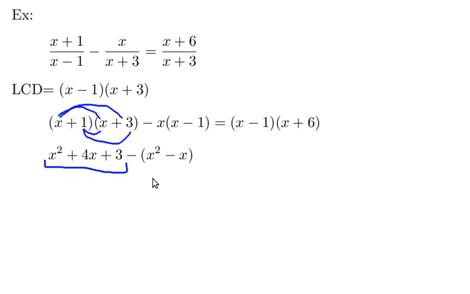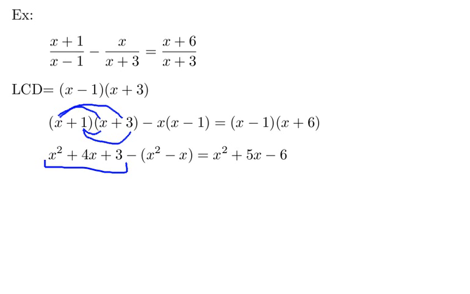Okay, so all I did here was I distributed this x into the x and negative 1, so we have x squared minus x. And then we FOIL this out here. We will get x squared plus 5x minus 6.